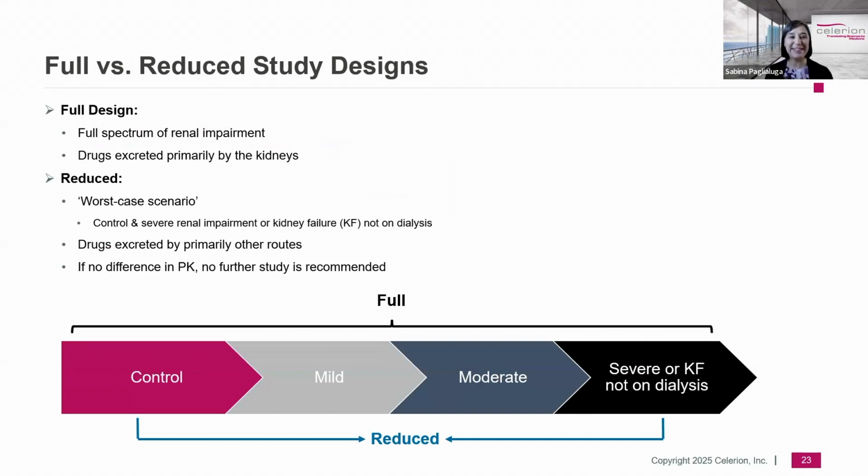As the name implies, a full design covers the full spectrum of renal impairment. And this type of study design is typically recommended for drugs that are mainly excreted by the kidneys. A reduced design incorporates the worst case scenario, so you have the control group compared to severely renal impaired patients or kidney failure patients not on dialysis. This type of reduced model is recommended when the drug is excreted through other routes.